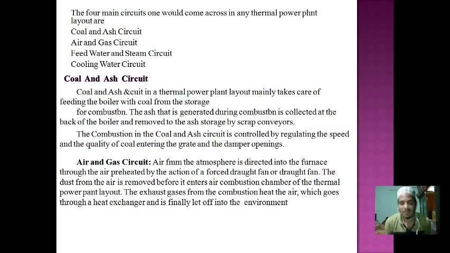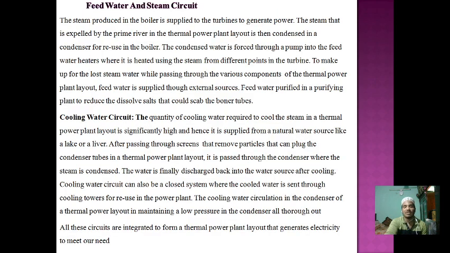That hot air we are inserting into the boiler. In that boiler, combustion takes place. After the combustion, the air goes outside of the combustion chamber, and that hot air goes to the environment, first exchanging its heat energy, and then it goes to the environment. That is your air and ash circuit.